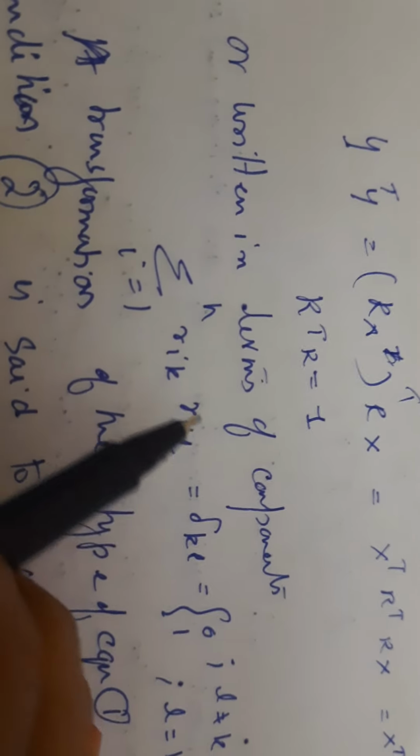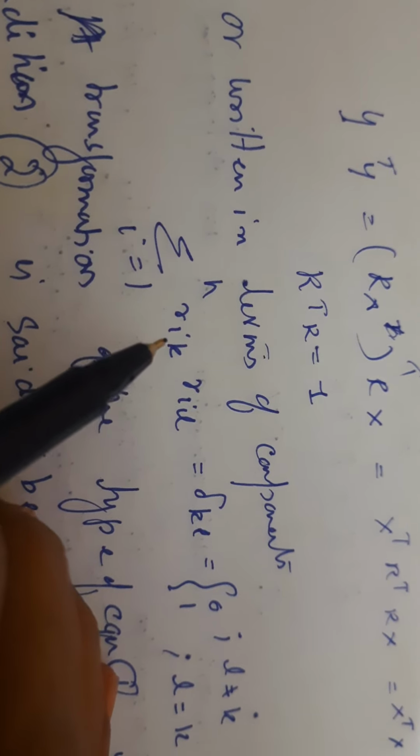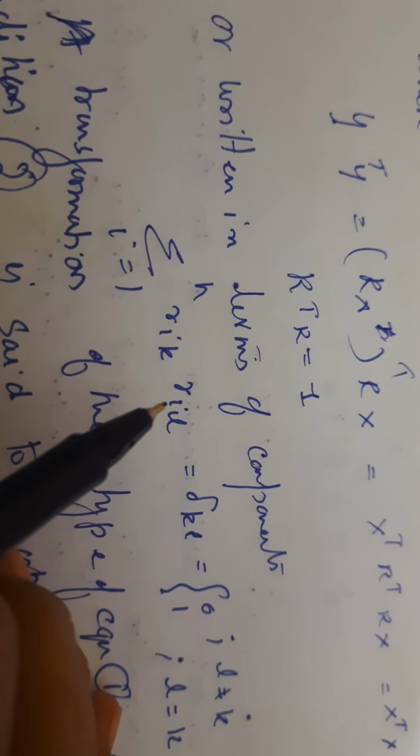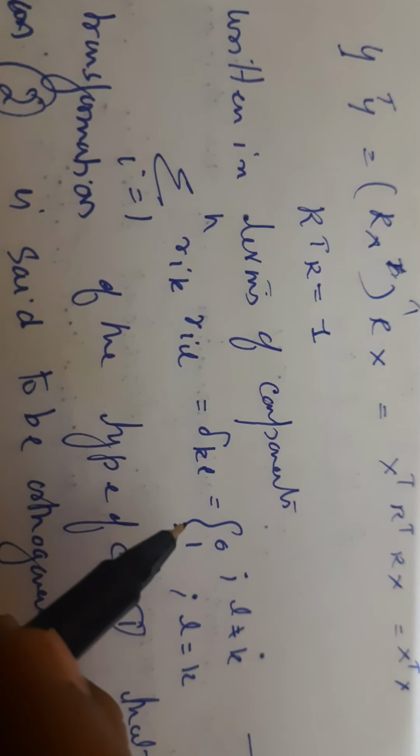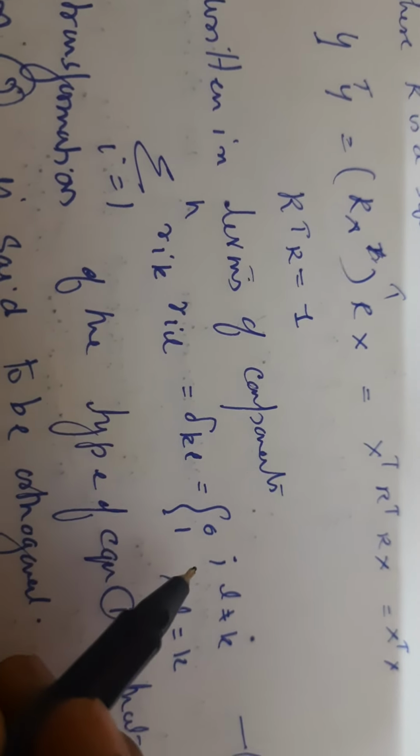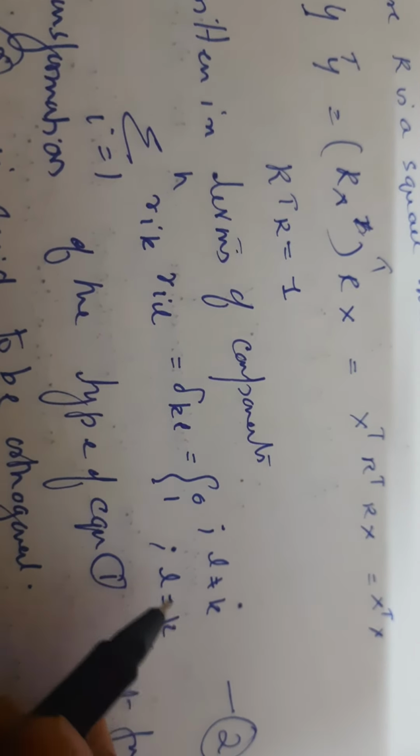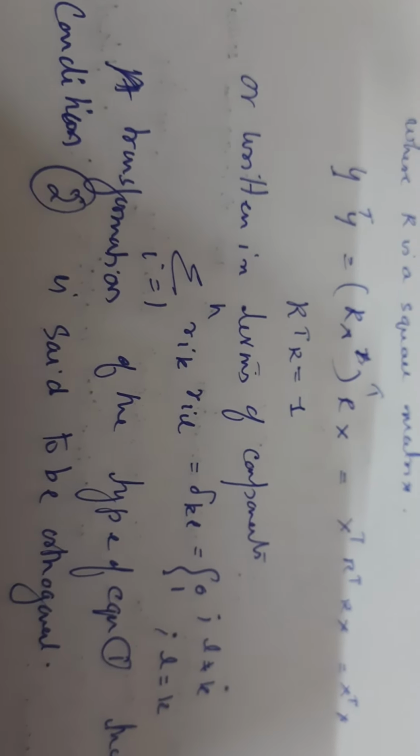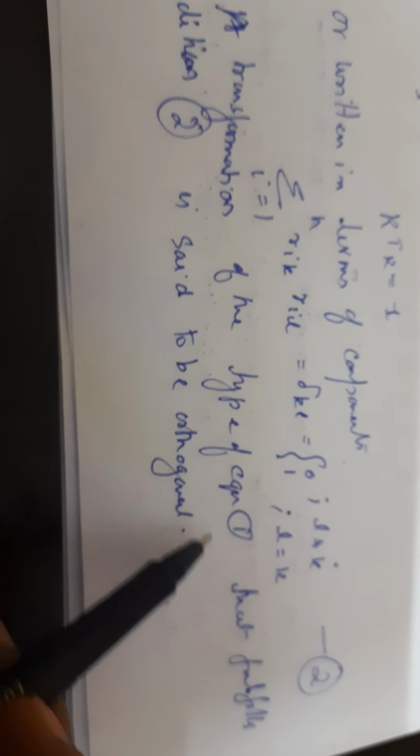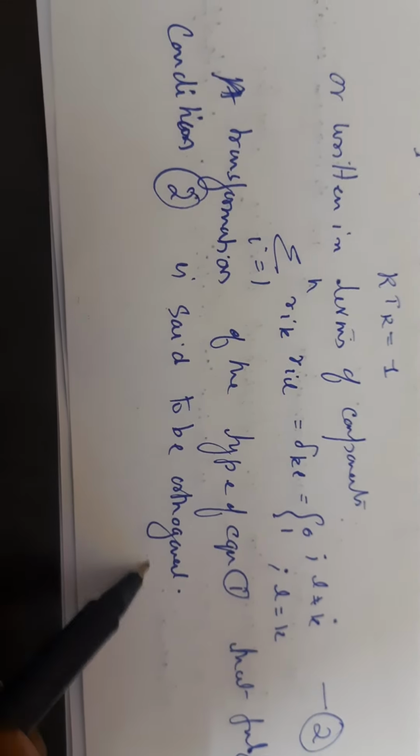Or if you write it in terms of components of the matrix, Rik into Ril, summation over i equal to 1 to n, is given by delta kl, which is 0 when l is not equal to k and equal to 1 when l equal to k. That means only the diagonal elements are there. So a transformation of this type is said to be orthogonal. Okay, so we saw this in the last class.